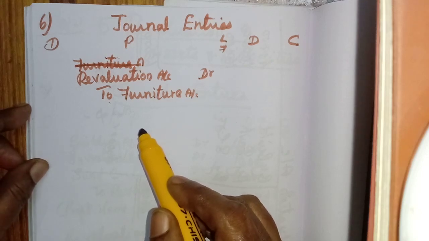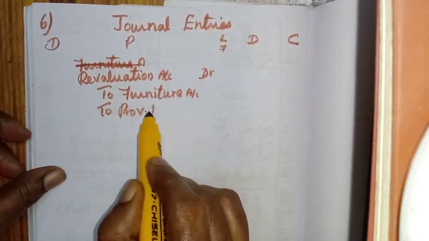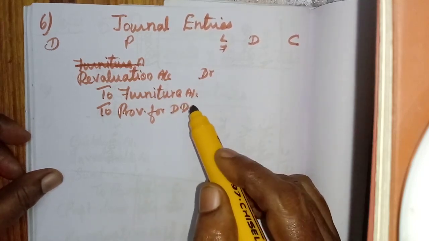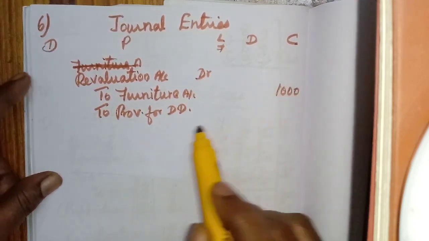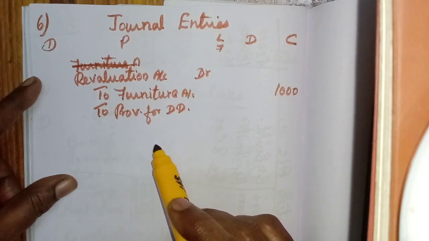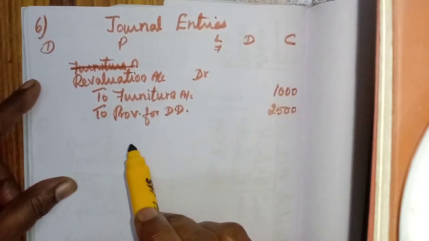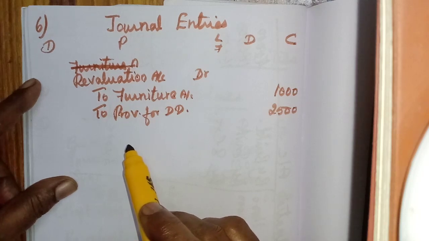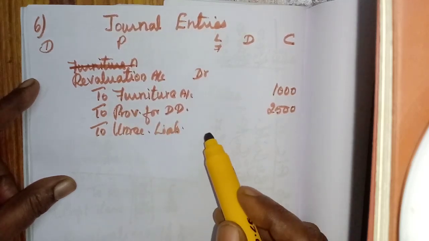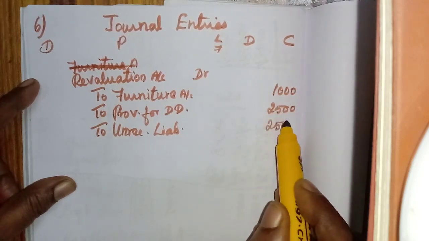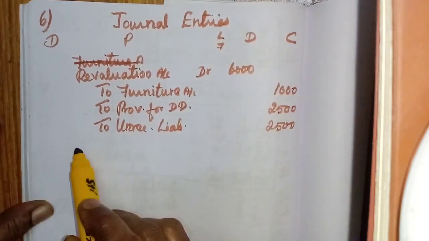So, provision for doubtful debts increased. So, to provision for doubtful debts. You write fully. Here, furniture how much? 1,000 only, decreasing. Provision for doubtful debts increased to 5,500. Already we have 3,000. So, 2,500 only increasing. Liability is increasing. Then unrecorded liability. To unrecorded liability. It is also loss. How much? 2,500. So total 6,000. So loss items recorded.